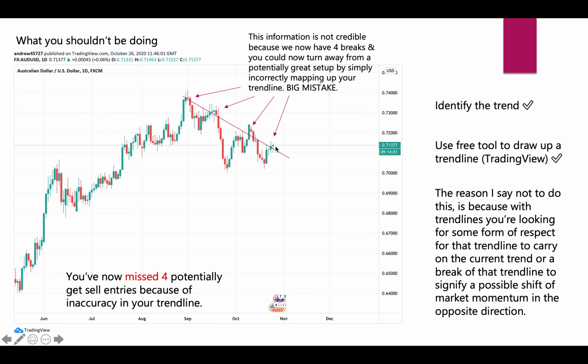Yeah. So let's assume price is coming down after that. All right, we missed 4 entries just because of the inaccuracy of the trend line, and because of the way we've drawn our trend line, we've got 4 breaks of that trend line. So we're now going to walk away because we've seen 4 breaks. All right, I see that a lot, and I just wanted to cover it in this video because you shouldn't be doing it, guys, because you're missing out on money here. All right, so that's not a credible trend line in my opinion.